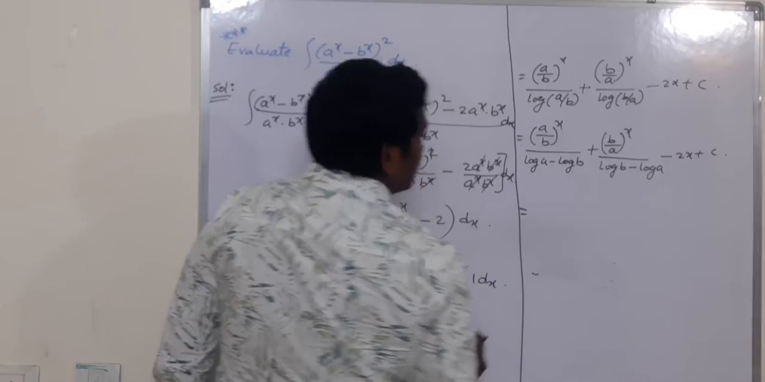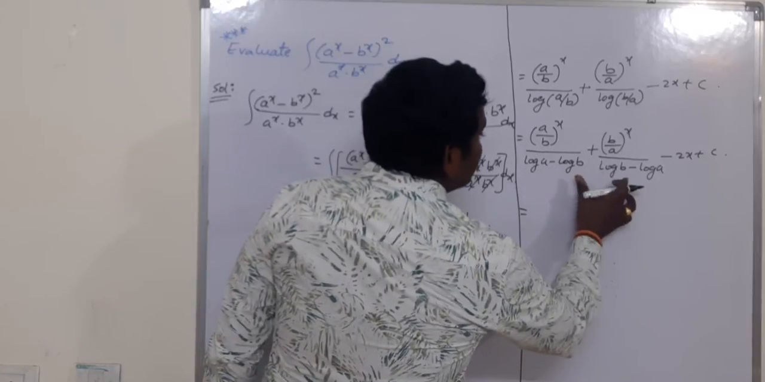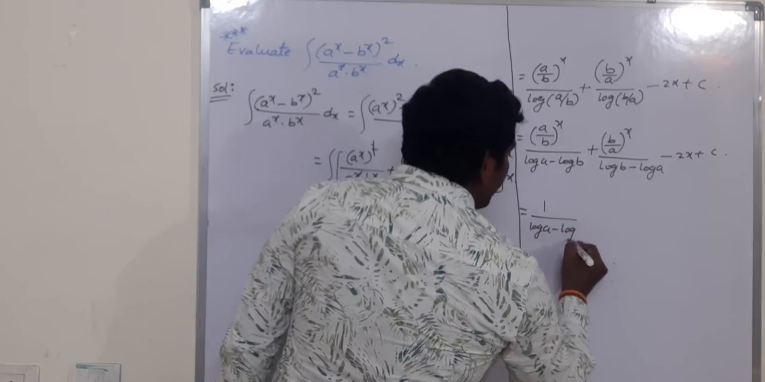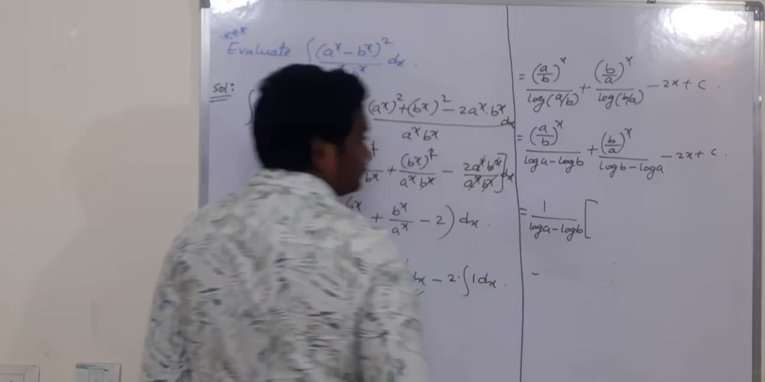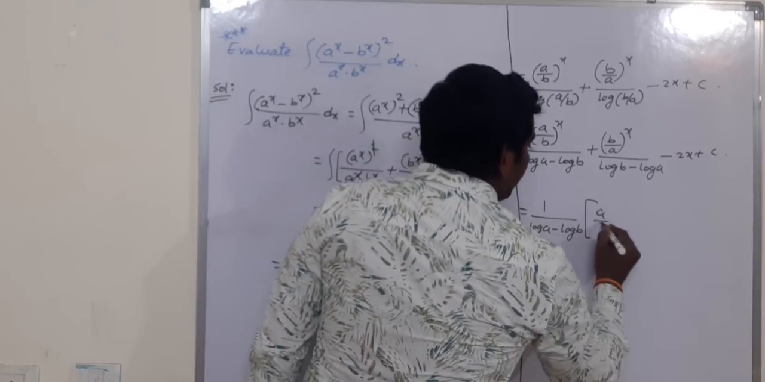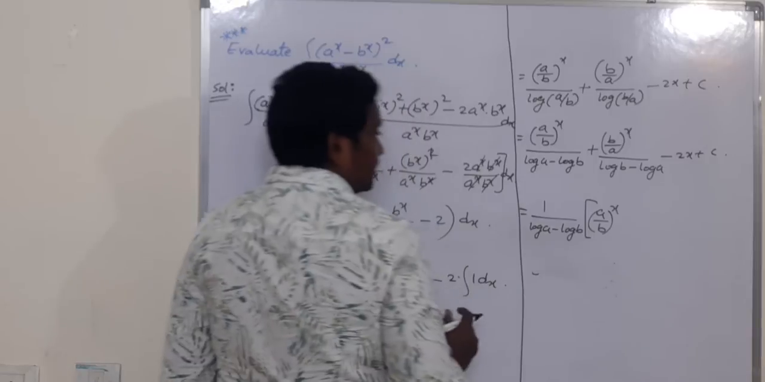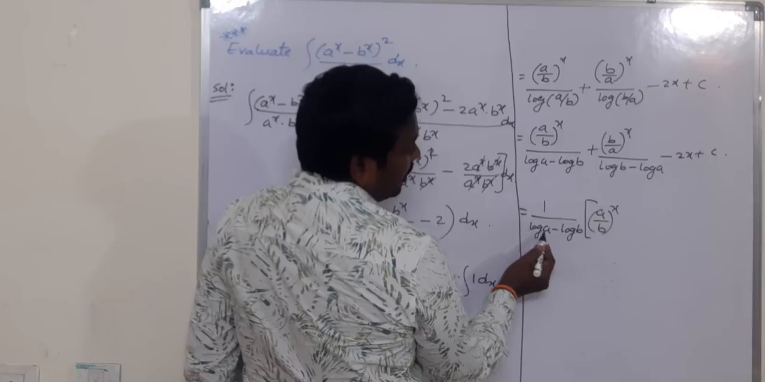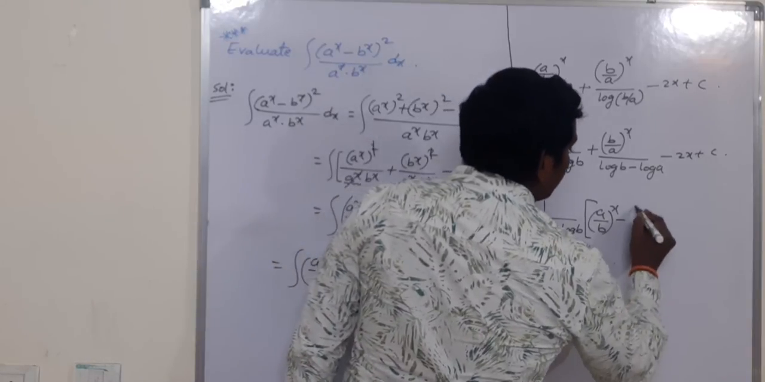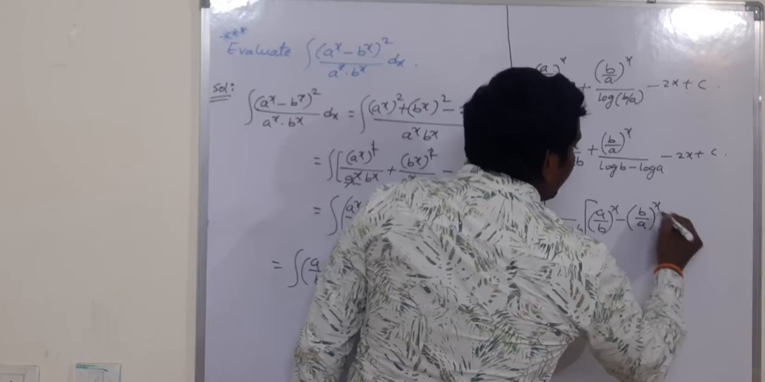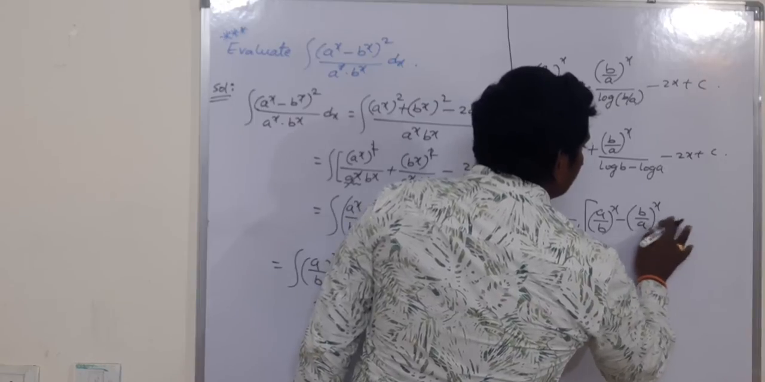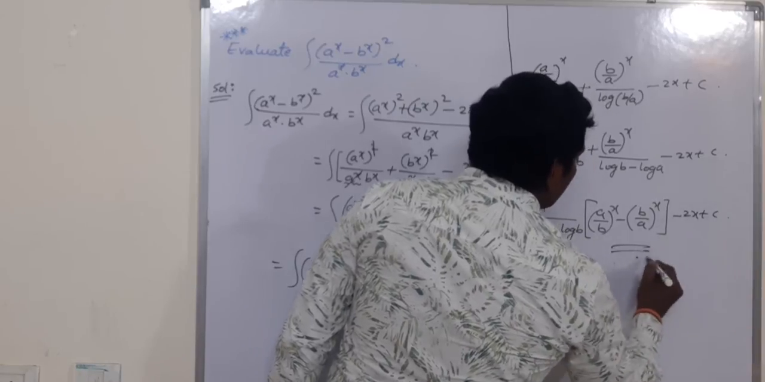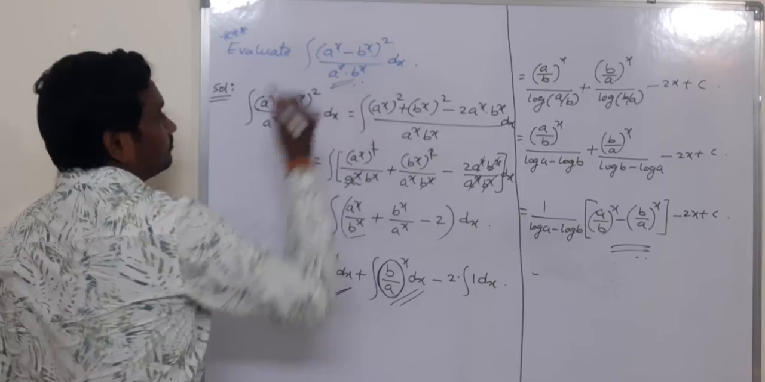So in both parts, in the division, 1 by log a minus log b is the common term. So the first term is (a by b) whole power x. Here actually we have log b minus log a, but you are taking the common term log a minus log b. That's why you will get a negative sign here. (b by a) whole power x minus 2x plus c. This is the final answer of the given problem.